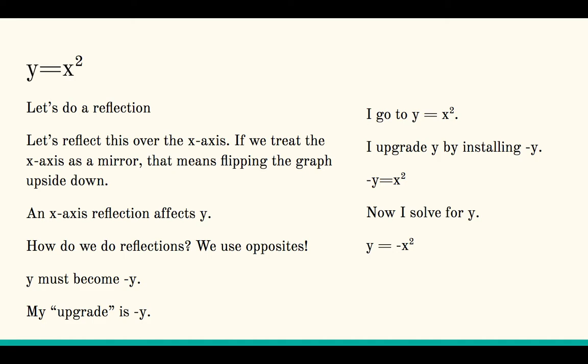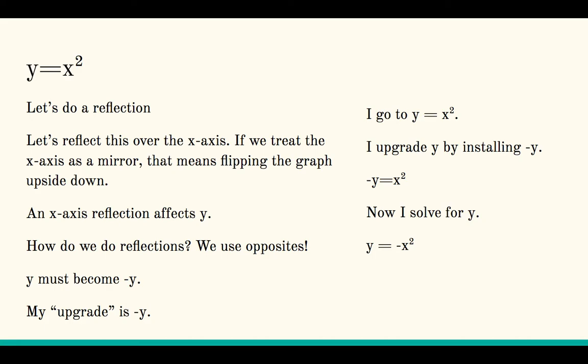Now let's do a reflection. Say I want to reflect x squared over the x-axis. So think of the x-axis as the mirror. That means I'm going to flip the graph upside down. So if I'm flipping upside down, I'm changing my vertical orientation. So an x-axis reflection actually changes y.